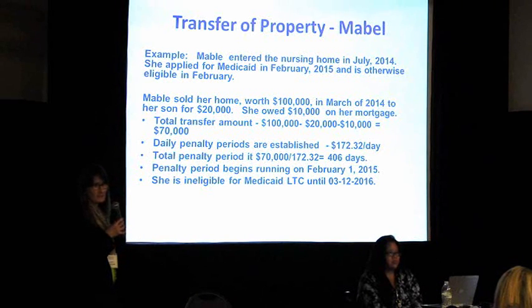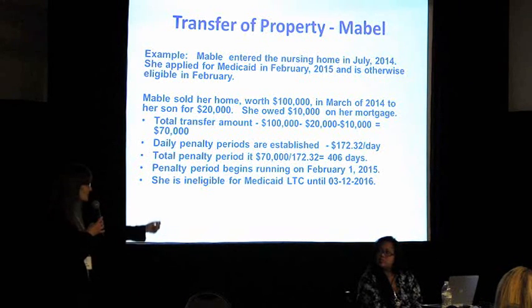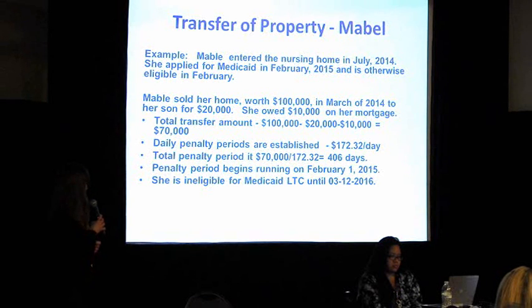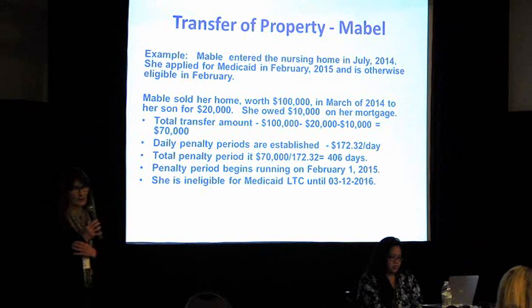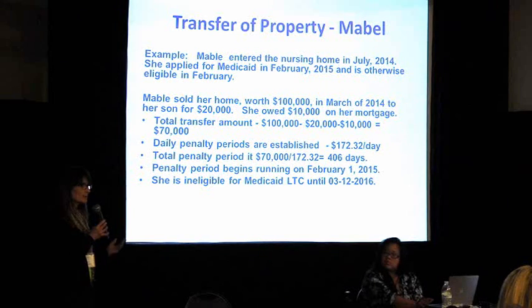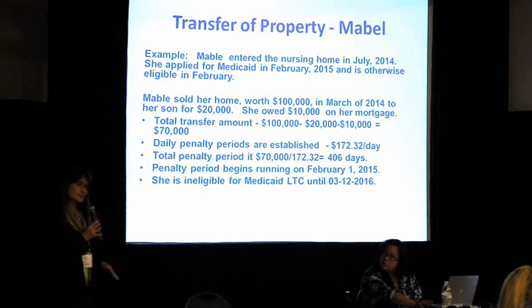And that's required by the feds. Again, another federal requirement. So the total penalty that Mabel is going to have is 406 days. So she has to go 406 days where she could have received Medicaid, and she's not going to be able to get it. So her penalty begins running on the date she would have otherwise qualified, which is February the 1st, and she's ineligible for Medicaid until March of 2016. So, Mabel thought she was doing something nice for her son, and now she's kind of stuck in a bad situation.